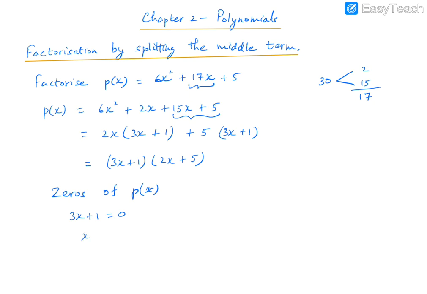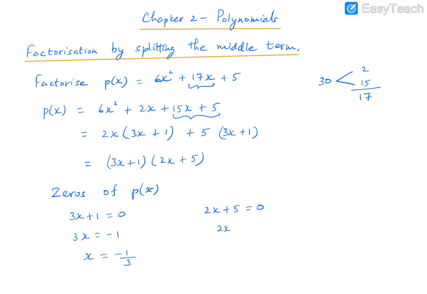So 3x will be minus 1. We take the 1 to the other side, we get minus 1. And therefore we will have x equals minus 1 over 3. So that's one zero of the polynomial p of x. For the second zero of the polynomial, we take the second factor and equate it to 0. So the second factor is 2x plus 5. Equate that to 0 and solve for x.